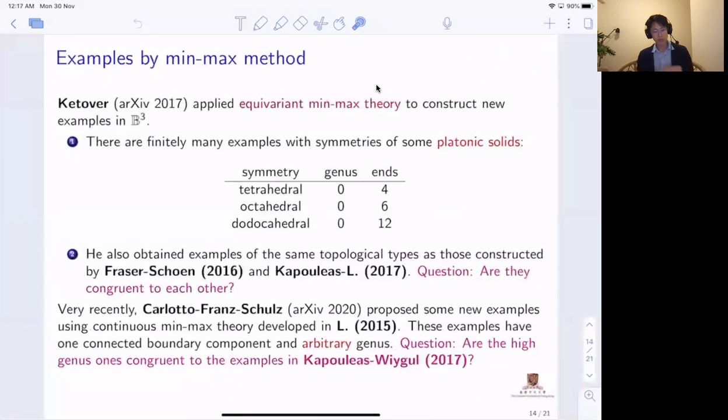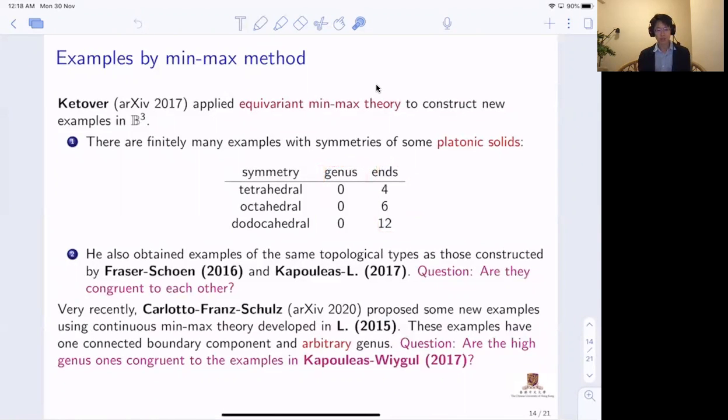So finally, there's also another line of approach using the min-max method. The first ones were obtained by Ketover in 2017 using an equivariant min-max. Okay. So he was able to construct 2 classes of examples. One uses the symmetries of the Platonic solids, very much like the Kapouleas, Kleene, and Wiygul examples. So in this case, he constructed only finitely many of those. Okay, so these all have genus 0 and have this number of ends.